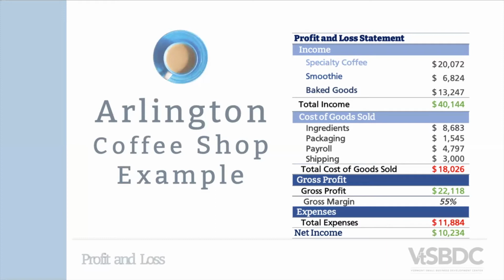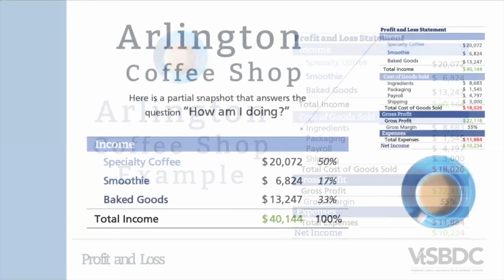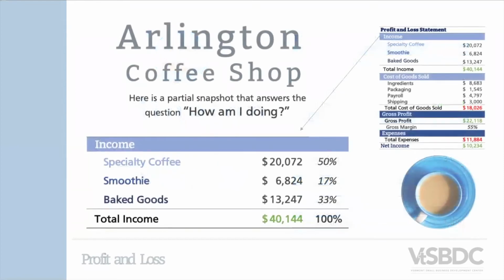So if we take a look at the next slide, we can see that somebody was following our example of revenue methods and broke out in the income section, specialty. This is for a coffee shop. They broke out specialty coffee, smoothie, and baked goods. And I really like the example here.